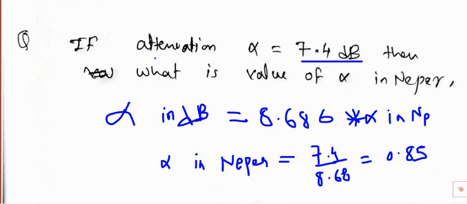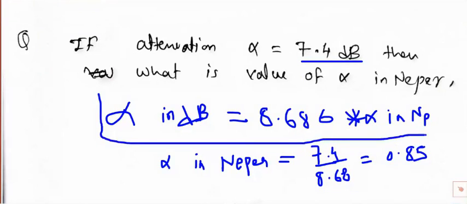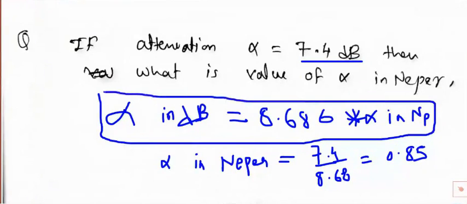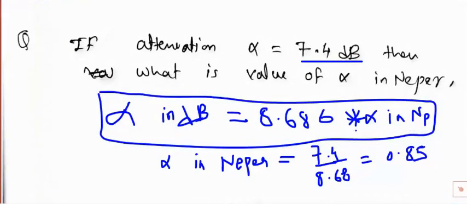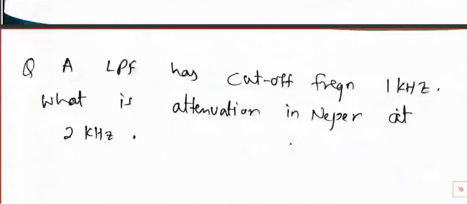So ये क्वेश्चन में क्या गिवन था? अल्फा गिवन था डीबी में. हमको अल्फा की वैल्यू पूछे नेपर में. सो हमको रिलेशन पता रहना चाहिए. अल्फा इन डीबी इक्वल टू 8.686 अल्फा इन नेपर. Okay, chalo next.